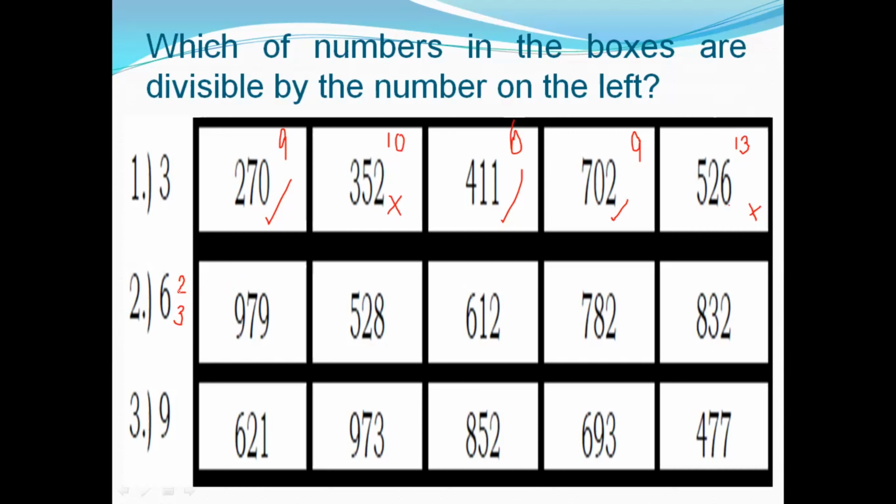Kapag ang number or any number ends with 0, 2, 4, 6, and 8, it is divisible by 2. Si 979 ba ay ends with 0, 2, 4, 6, or 8? No. So, since this is 9, hindi siya agad pasok doon sa ating condition para maging divisible siya by 2. So, automatically, 979 is not divisible by 6.